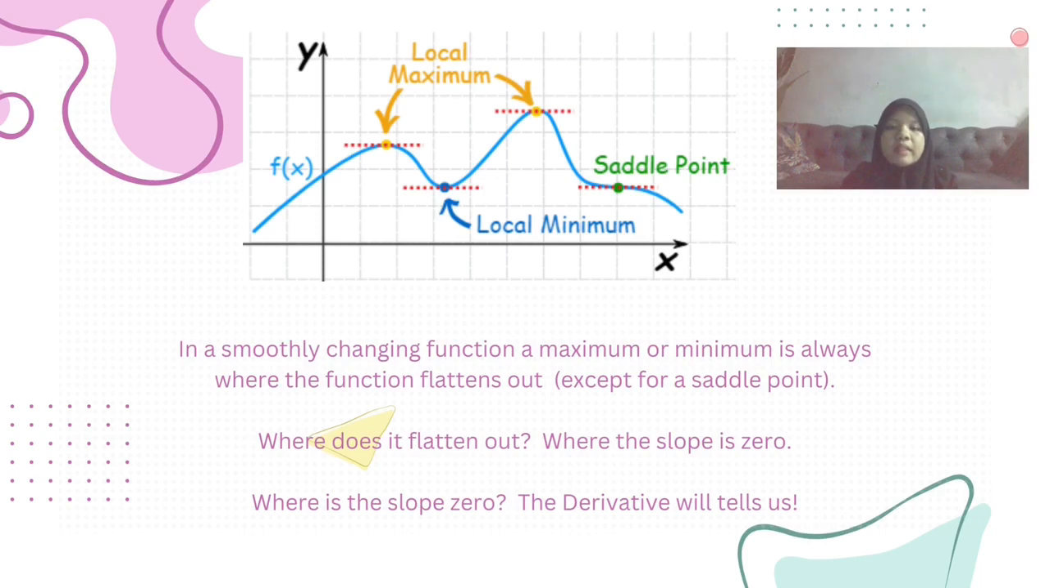Furthermore, in a smoothly changing function, a maximum or minimum is always where the function flattens out, except for the saddle point. So where does it flatten out? Where the slope is 0. And where the slope is 0? The derivative will tell us.